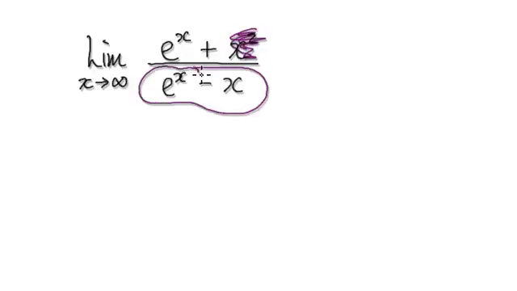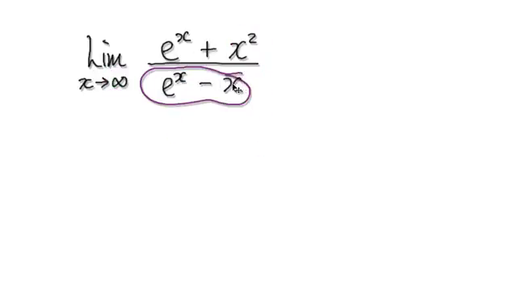Now let's look at the denominator. As x tends to infinity, you've got this thing, take away this thing. Well, as x tends to infinity, this thing is going to be massive. This thing here is going to be next to nothing in comparison to this. So for the denominator, you can pretty much ignore this. For the numerator, you can pretty much ignore this.